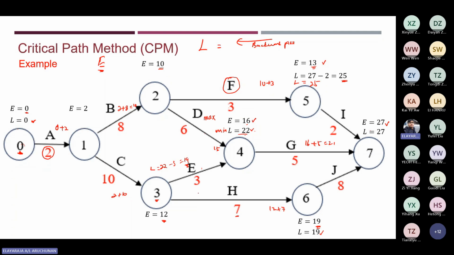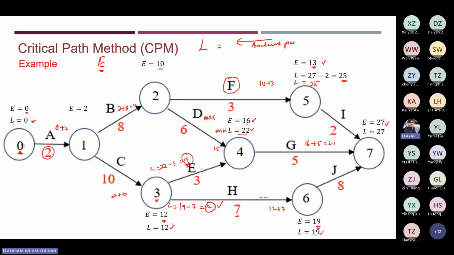But for node 3, you have another part here as well, and you need to check this part too. So 19 minus 7, you get 12, which is L. You need to compare which one is smaller, 19 or 12. 12 is smaller, so you take this. The latest finishing time for node 3 will be 12.